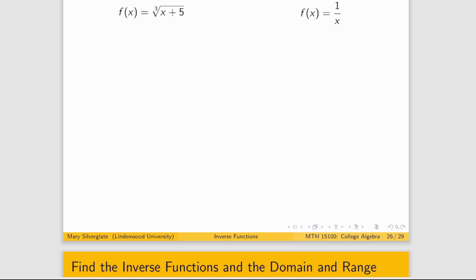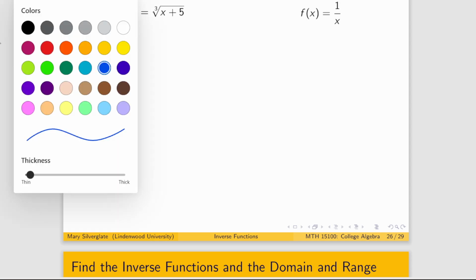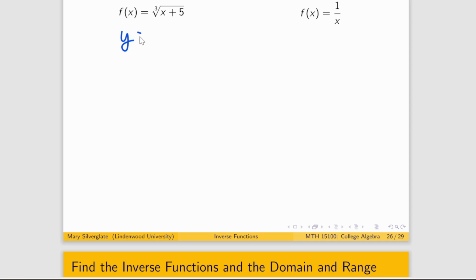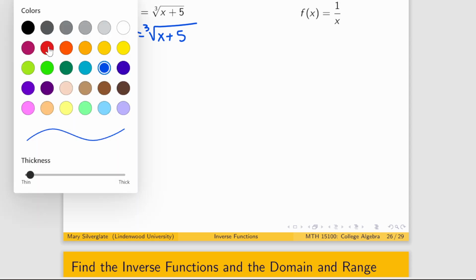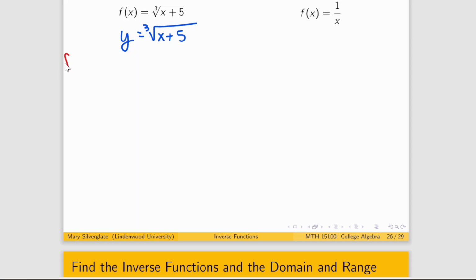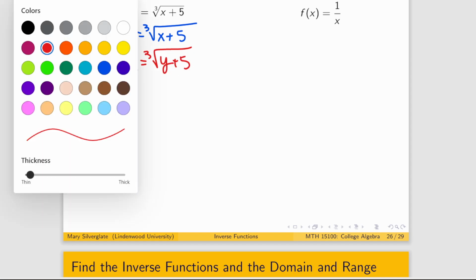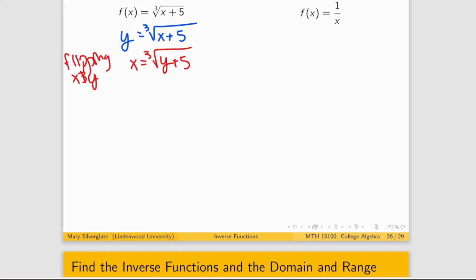Some of these might require slightly more work to think about the domain and range, but let's get into them. So for this first one, we want to, again, first do our optional first step of rewriting f of x as y. Then we want to do our real first step of flipping x and y. So we'd have x is equal to the cube root of (y plus 5). Then we want to actually start solving for y.